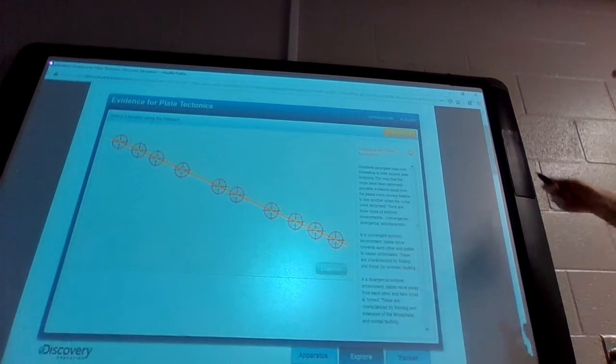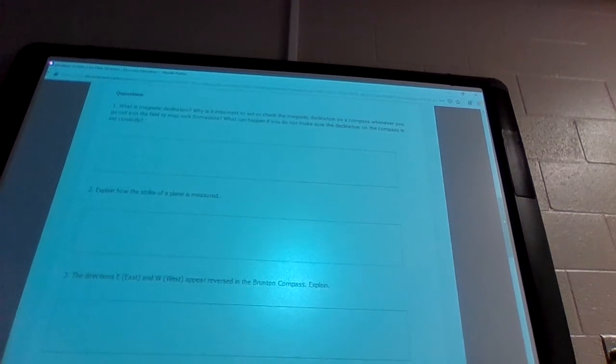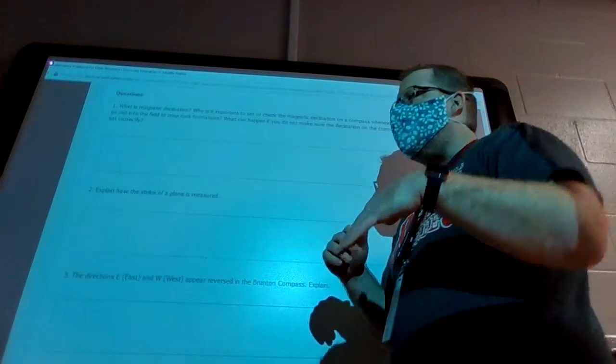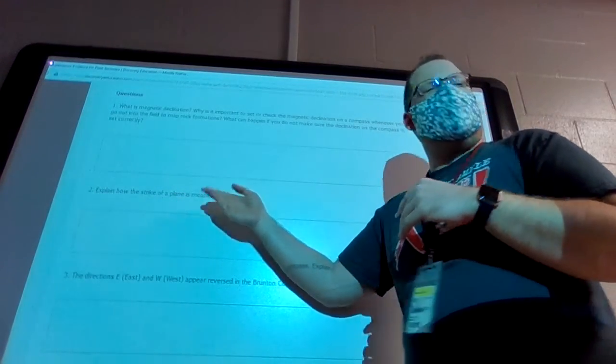Strike is the direction where you're perfectly level and you're not going uphill or downhill. Dip is the measurement where you're going the most downhill. It's the most inclined part that you have. So explain how the strike of a plane is measured.